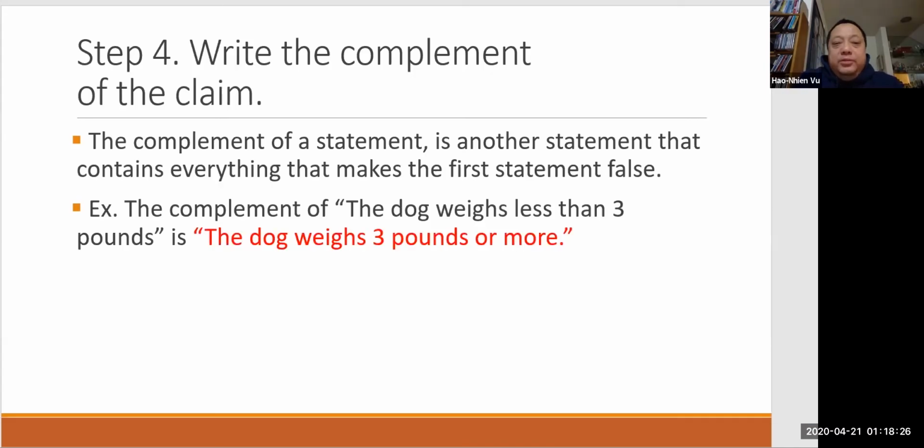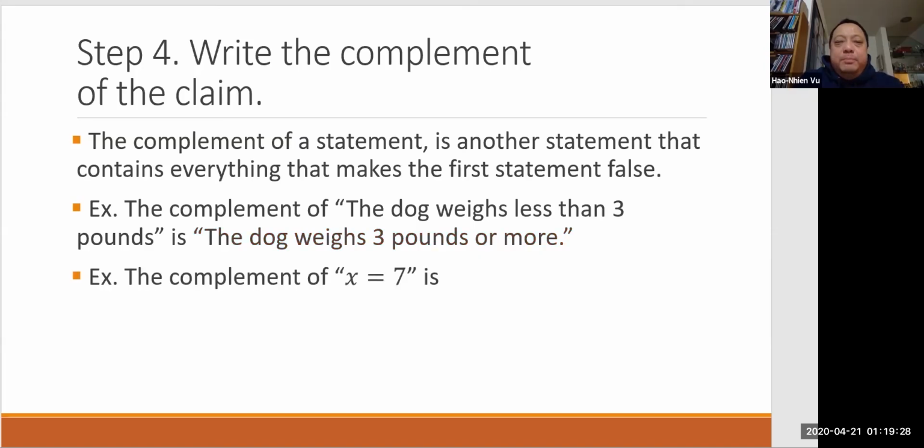The complement is that the dog weighs 3 pounds or more. The statement is less than. The complement is not just more than, but also it could be equal to 3. So the complement has to include everything that makes the original statement false. So it has to be greater than or equal to 3.